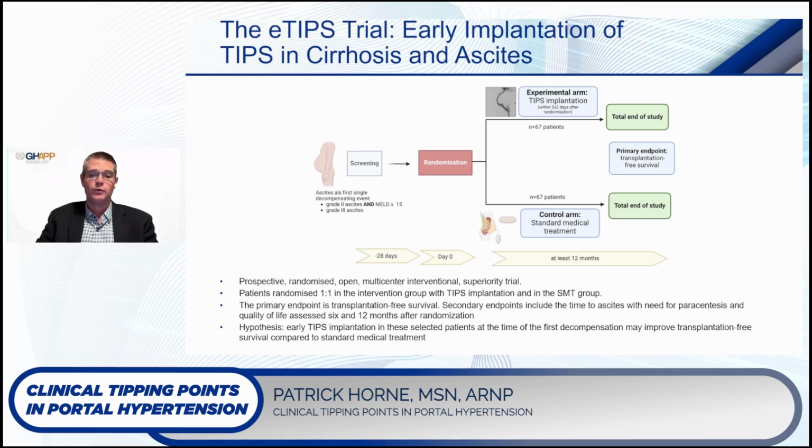The primary endpoint is transplant-free survival, with secondary endpoints including time to ascites with need for paracentesis, as well as quality of life, which is assessed at both 6 and 12 months after randomization. The group's hypothesis is that early TIPS, in these selected patients at the time of their first decompensating event, may improve transplant-free survival compared to the standard medical therapy. And again, this is ongoing.